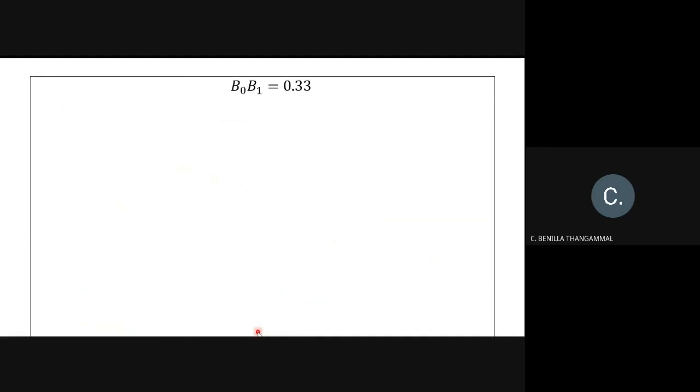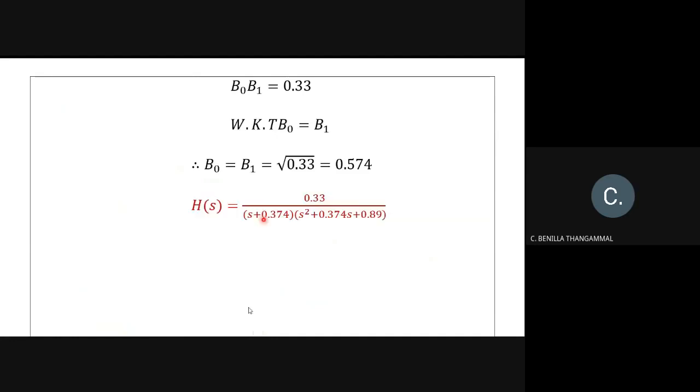So now you have to find your value of b naught b1. If n is odd, that b naught b1 value can be obtained by substituting s as 0 in h of s and equating it to 1. So if I substitute this value of s as 0, the left out value is b naught b1 divided by 0.374 into 0.89, which is to be equated to 1. So your b naught b1 is equal to 0.33. So you can substitute your b naught b1 in the numerator. So b naught b1 is equal to 0.33 divided by s plus 0.374 into s square plus 0.374 s plus 0.89.